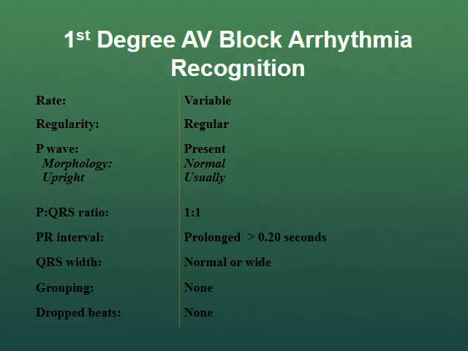So, recognizing a first degree AV block, the rate is not necessarily important in distinguishing. Our rhythm's still going to be regular. P wave is going to be present still. Our P to QRS ratio is still 1-to-1. We still have a P wave for every QRS. We have a PR interval longer than 0.2 seconds, and everything else is normal. So basically, our big distinguishing characteristic here is the fact that the PR interval is longer than 0.2 seconds.